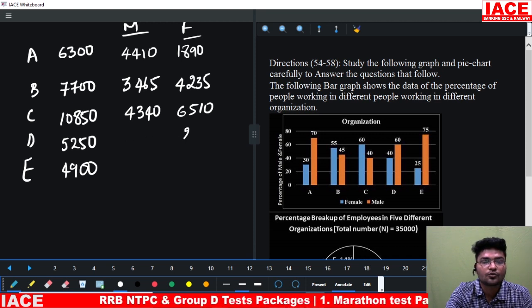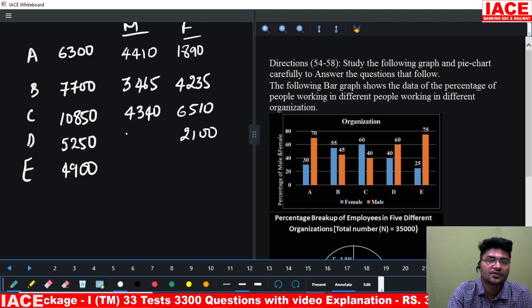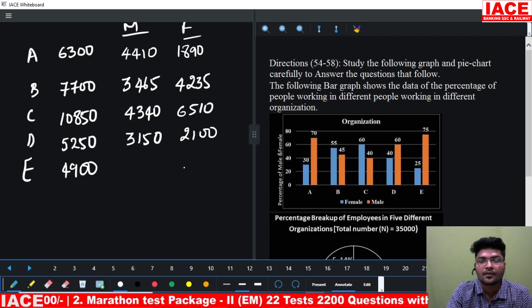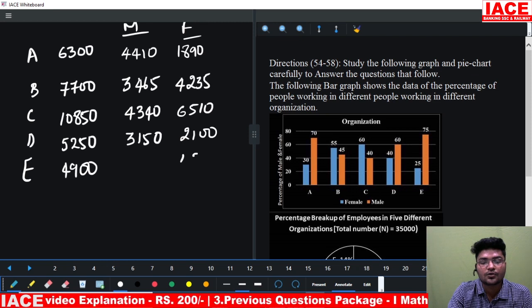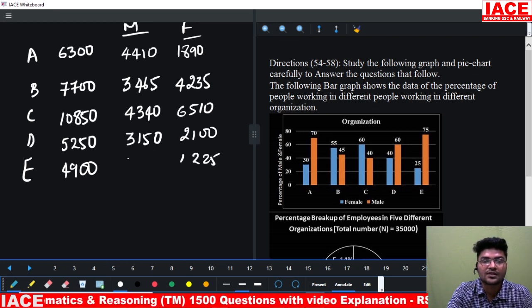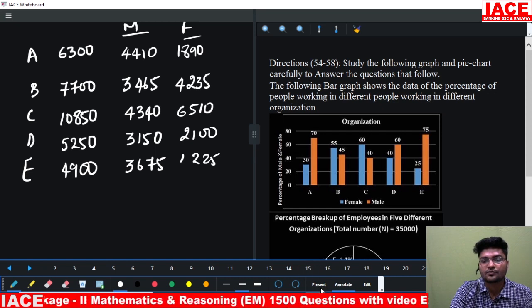40% means 2100. Rest will be males, which means 3150. Similarly for E, females are 25%. 25% means 1225. Remaining will be males, which means 3675. Now let us move to the question.